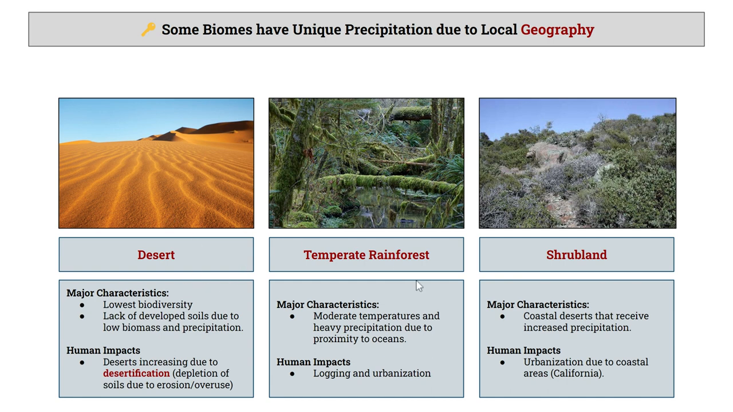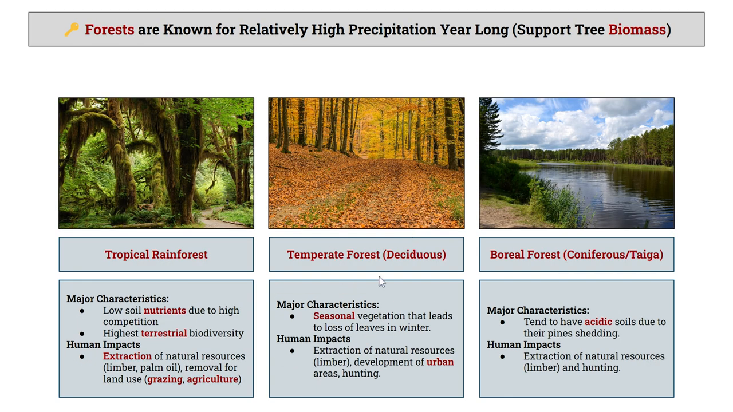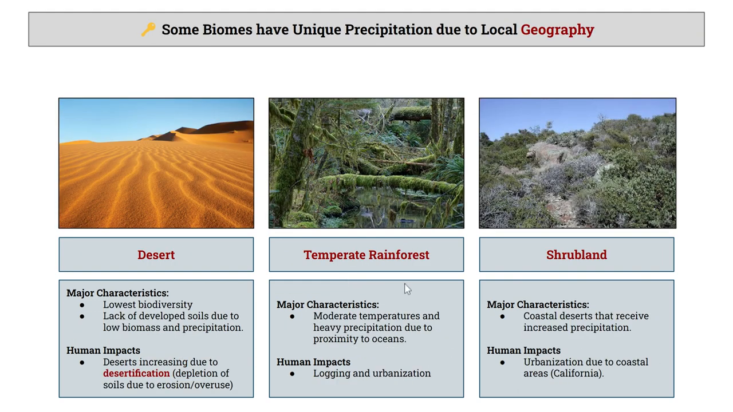Next, we have temperate rainforests. Temperate rainforests are just regular temperate forests, so think again like Michigan, those middle latitudes, but they are located on coastal regions. So they get extra precipitation, which means they have higher biodiversity, more photosynthesis going on overall, so therefore tend to have much more plant life.